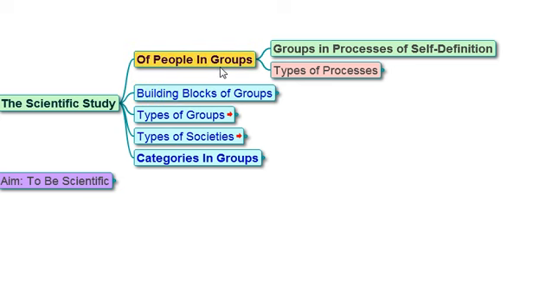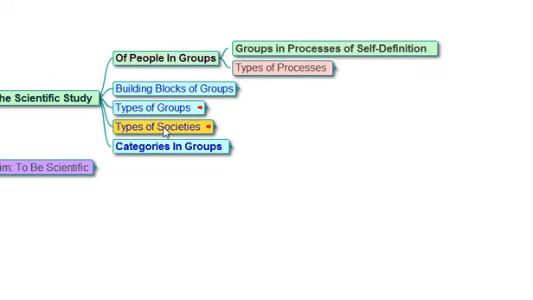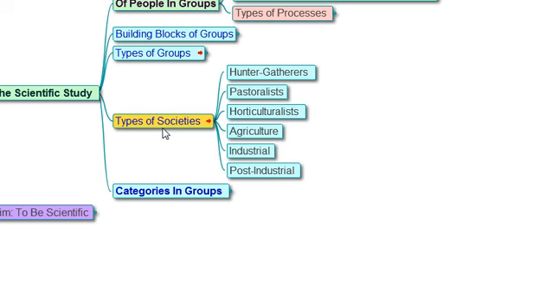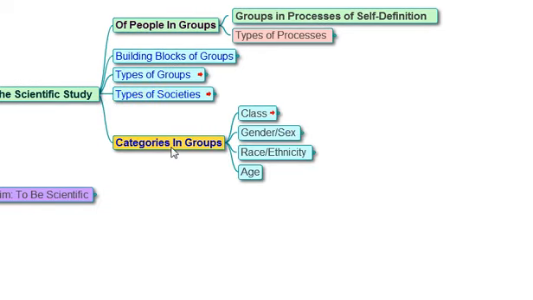Underneath peoples and groups also, we have types of groups. You click on those and you see a list of the types of groups that we've explored in class and read about in our textbook. You see types of societies, the 6 main types that we've also explored and that you can read about in your text, and categories in groups: class, gender, race, ethnicity, and age.